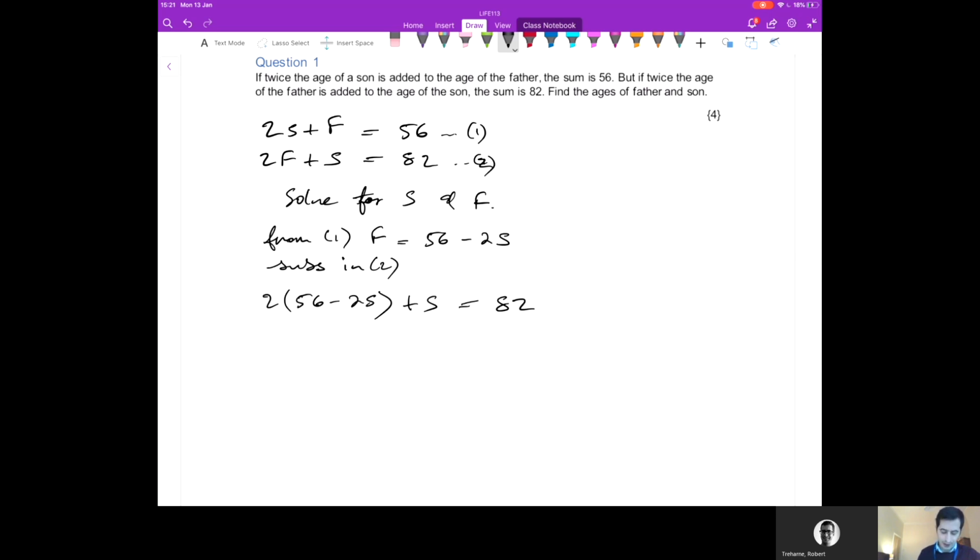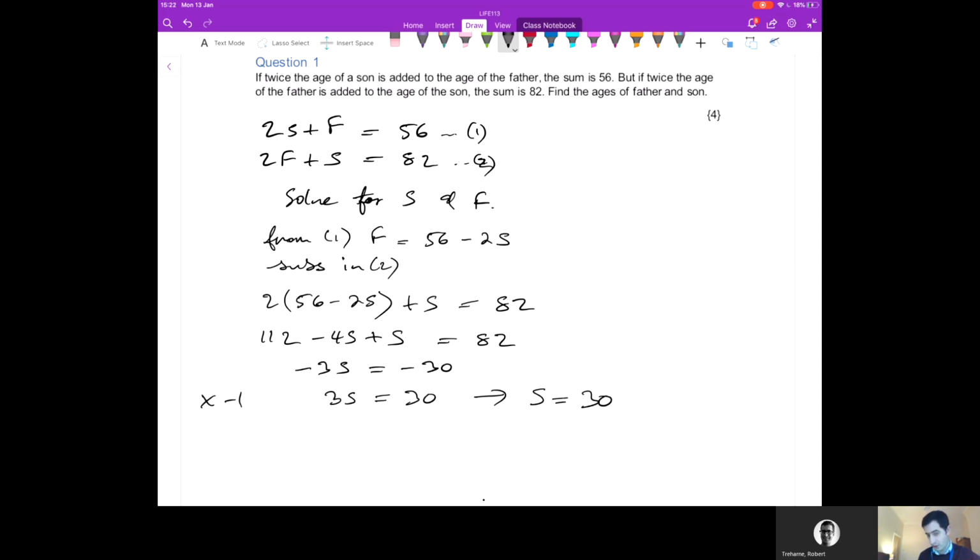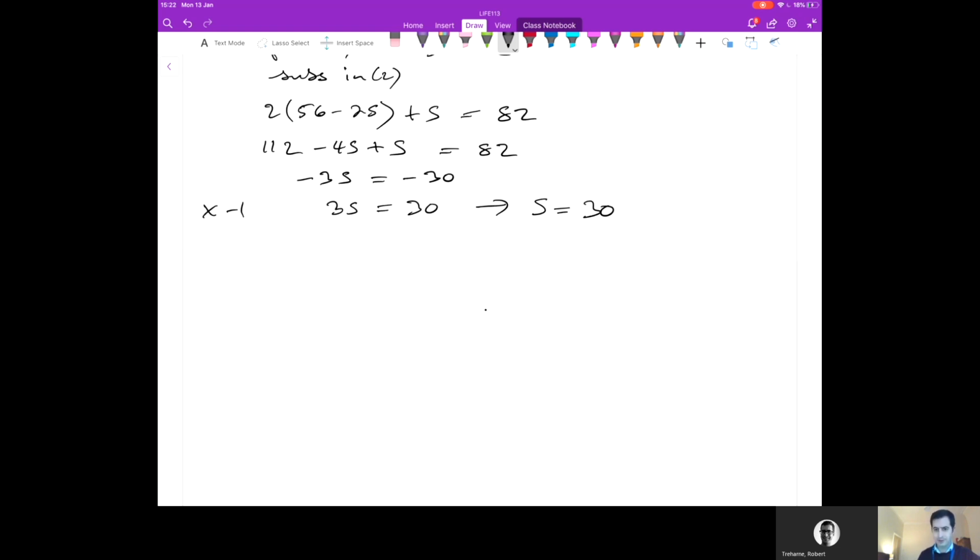So if I expand that out, I've got 112 minus 4s plus s equals 82. That gives me minus 3s is equal to 82 minus 112, which is minus 30. I can times both sides by minus 1 to get 3s equals 30, which means that s is equal to 30. So the age of the son is 30.